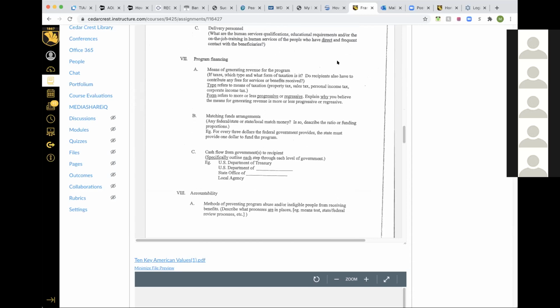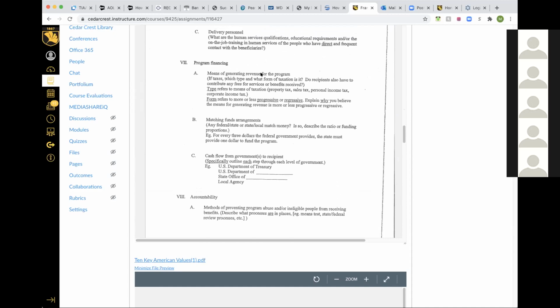Okay, when last we stopped, we were at VII, or for those of you who know Roman numerals, 7. It's means of generating revenue for the program. I'm going to come back to this.